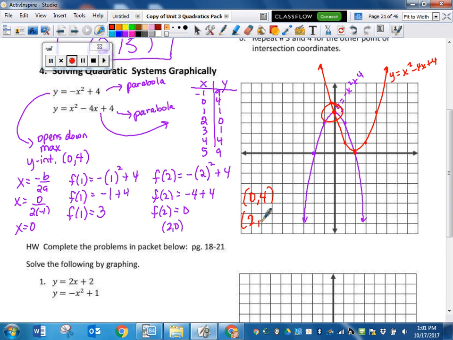And if you wanted to check, you could easily store 2 for x. Store 0 for y, although you don't have to because it's going to be here. So store 2 for x and see whether it gives you 0. Store 0 for x and see whether it gives you 4.